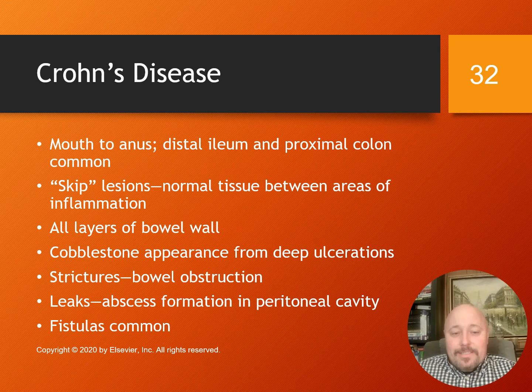Crohn's disease. This is, again, mouth to anus, the distal ileum, and proximal colon. And it forms these skip lesions, which is normal tissue between areas of inflammation. All layers of the bowel wall can be affected, and also have a cobblestone appearance from the deep ulcerations. Strictures could form along with bowel obstructions. Also, a major danger is going to be leaks, as abscesses form within the peritoneal cavity. The fistulas are common.